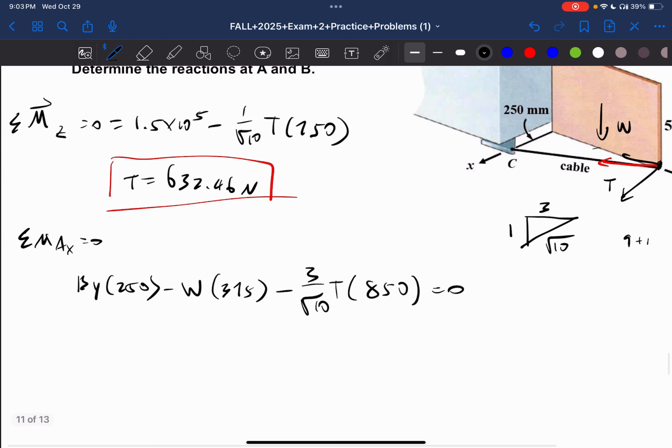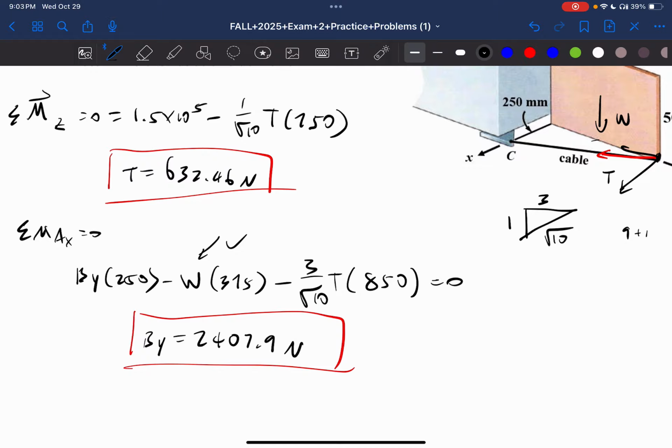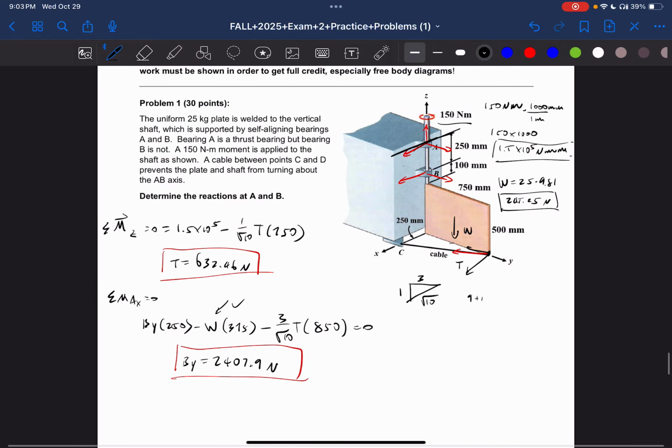Solve for By. Weight is given. So By is now equal to 2407.9 newtons. There's just so many ways you can do this. This is a pretty easy problem.